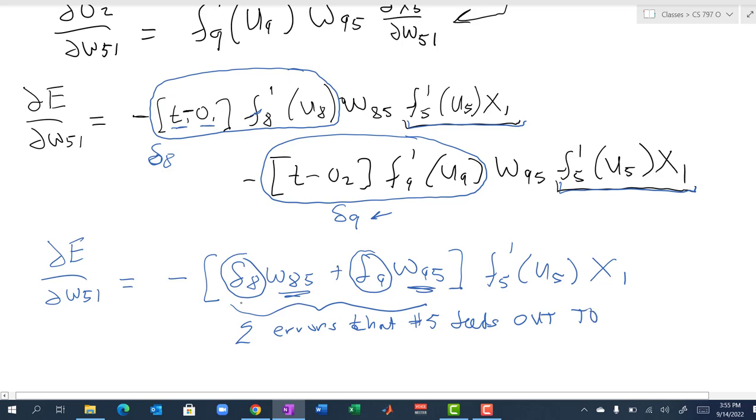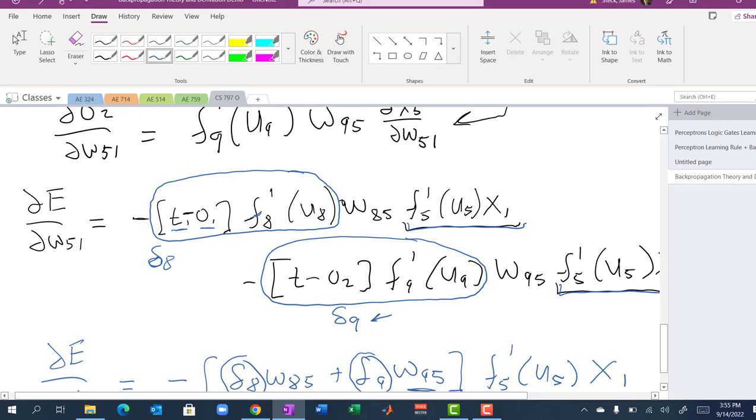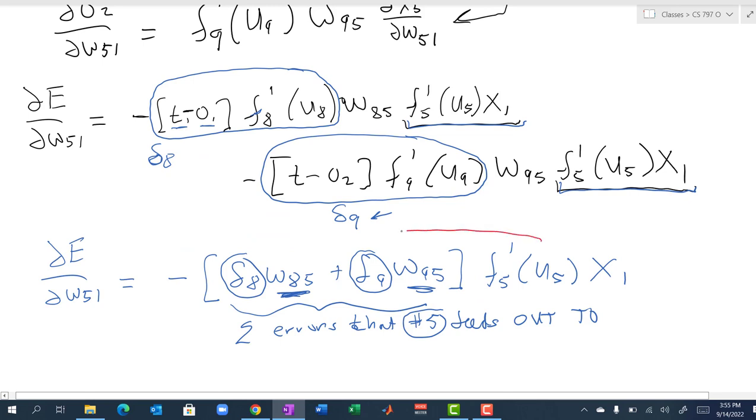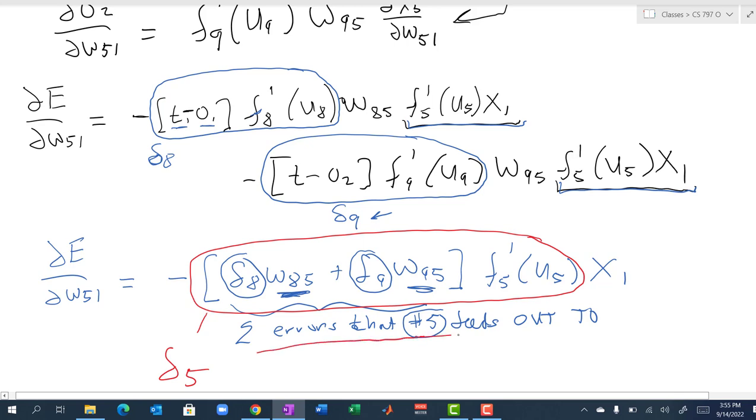We said that in here, we look at the layer above the one that we're trying to calculate, and we sum up the deltas times the weights along the path. And this together, let's grab another different color here so we can identify. Let's do red. Then we're going to call this delta 5. So the error delta of neuron 5 is the sum of the errors that 5 feeds out to times the weights that connect the neuron 5 up to that next layer.